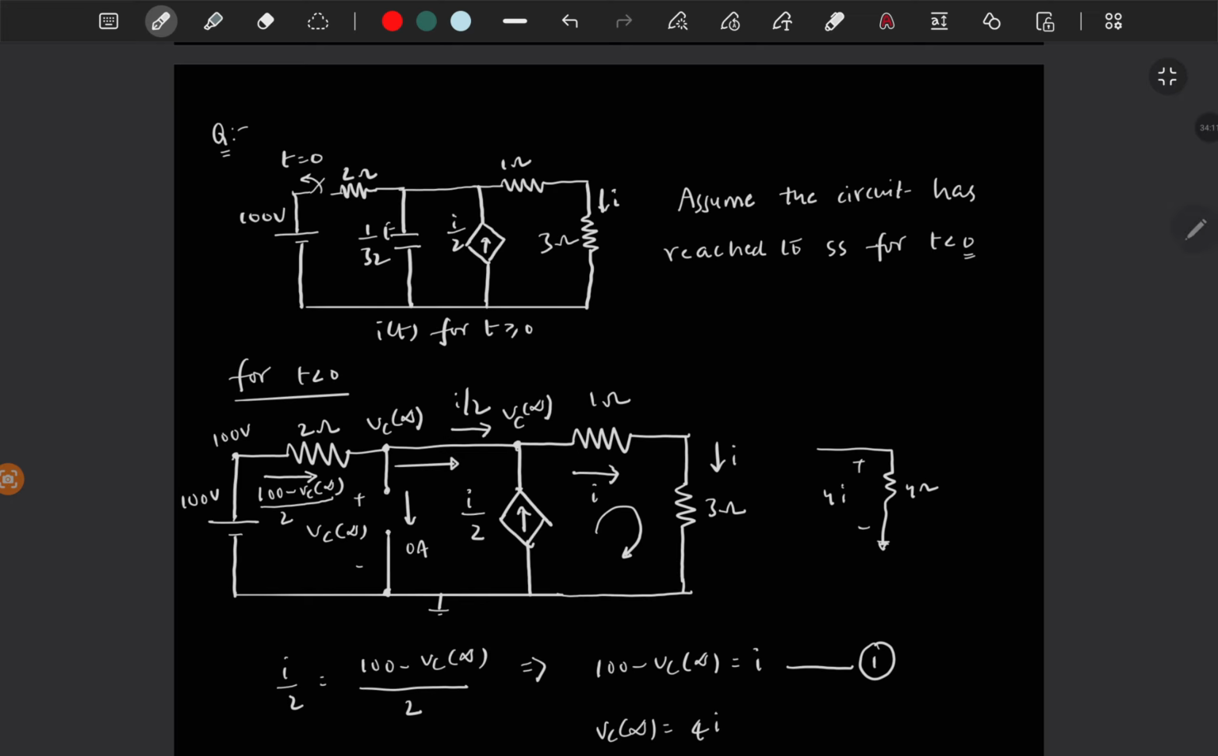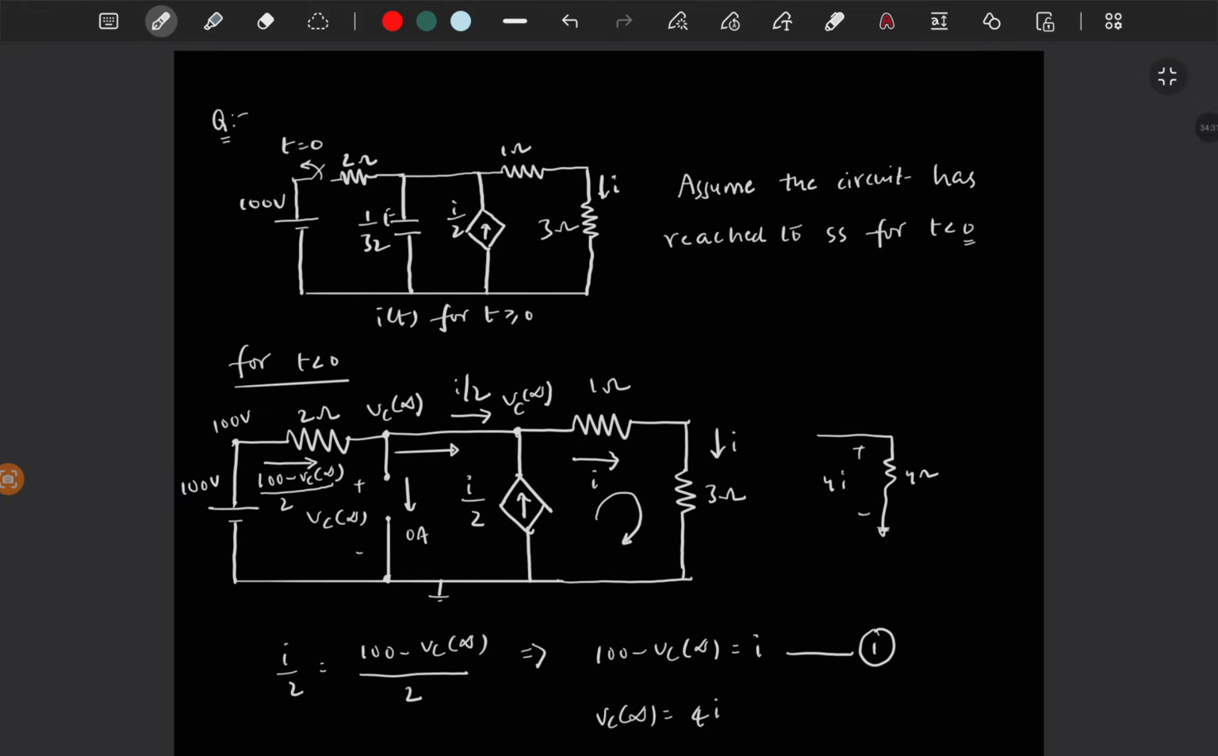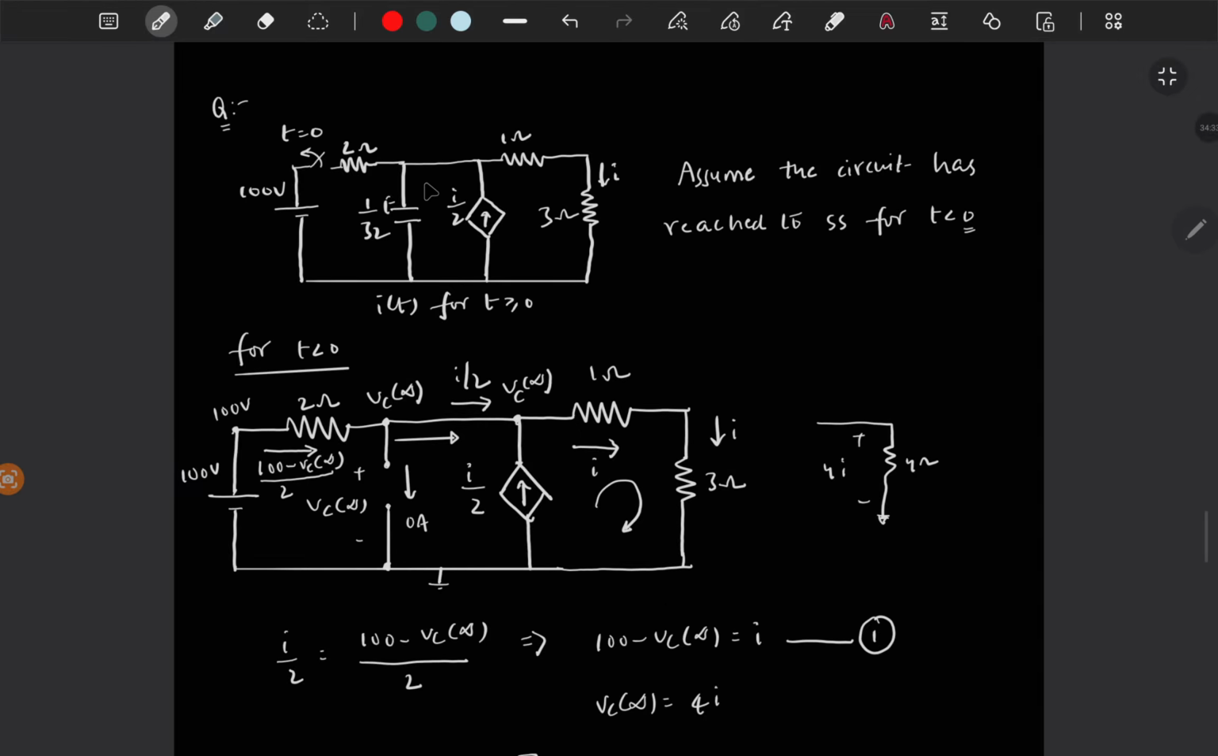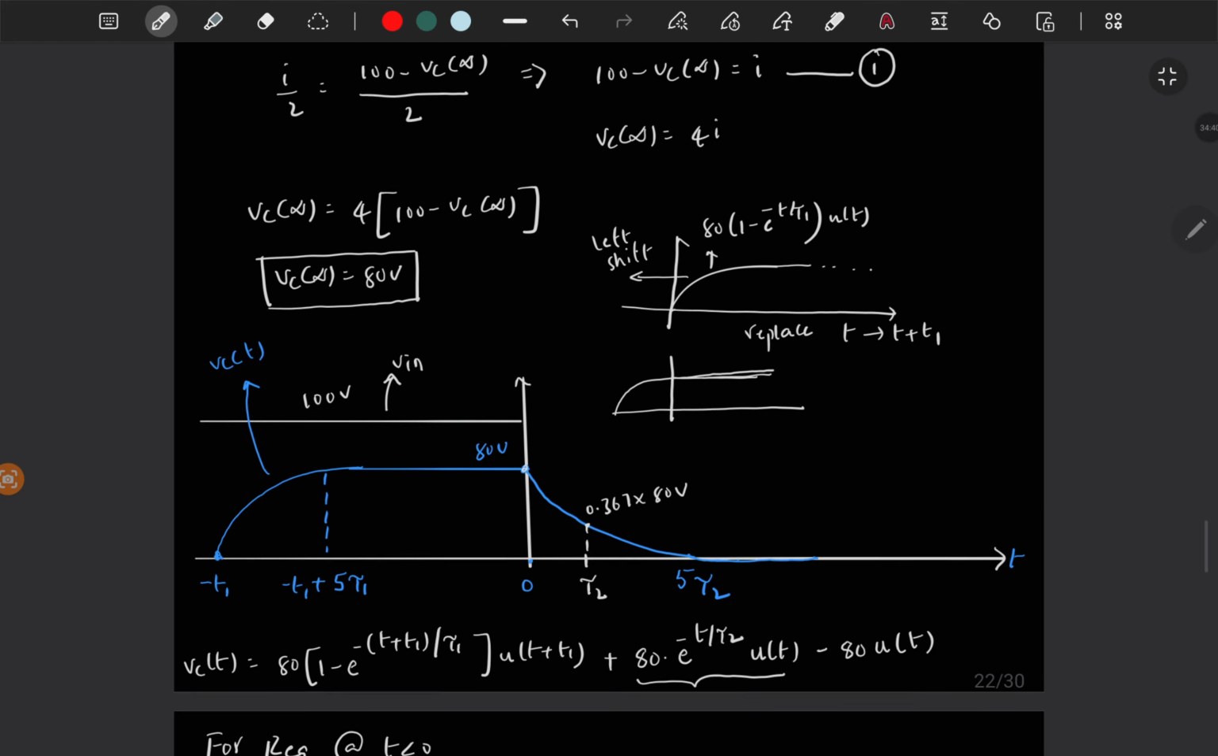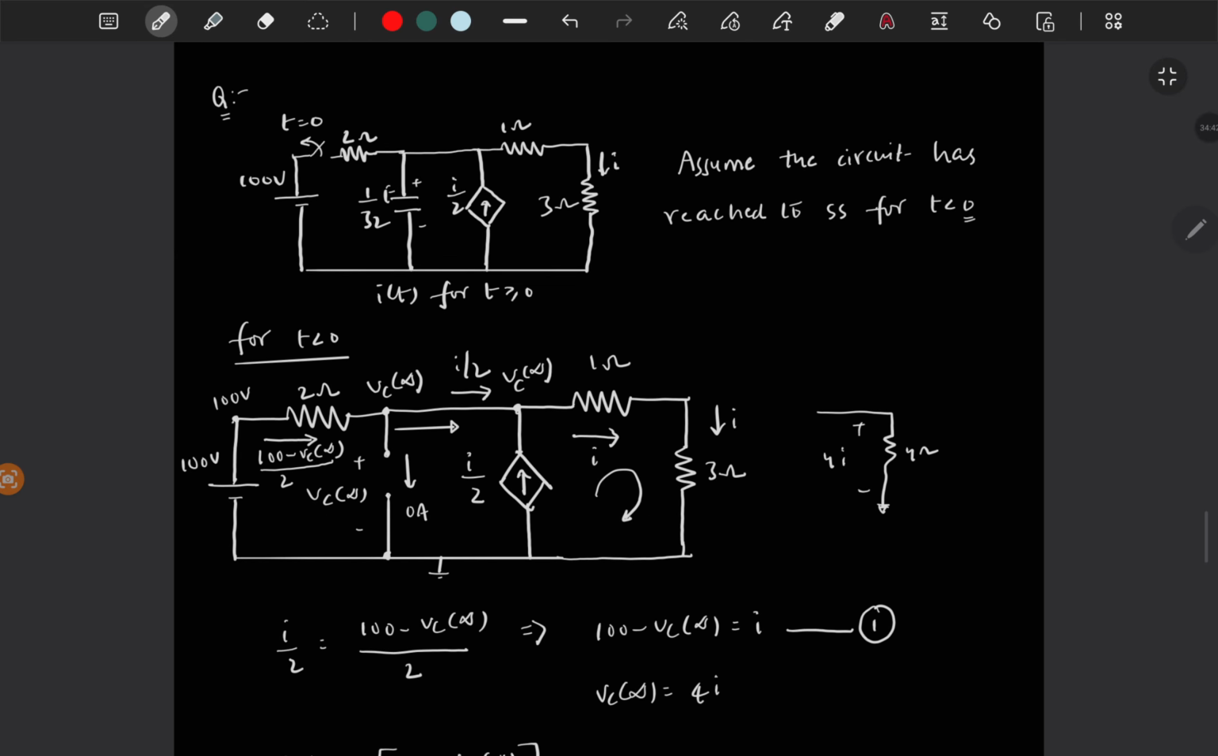We have already some known equation, which is final value plus initial minus final into e power minus t by tau. That is known. So if you find the voltage across the capacitor or current through the inductor, then it is easier to find any other voltage or current in the first order circuit. So we have already found Vc of t. Now you just have to find I of t. So I of t is just by doing some circuit analysis, you will get that.